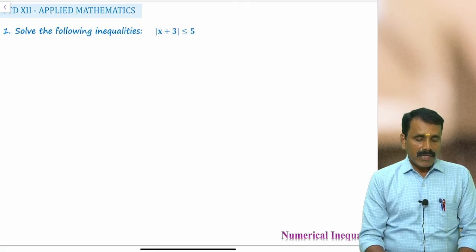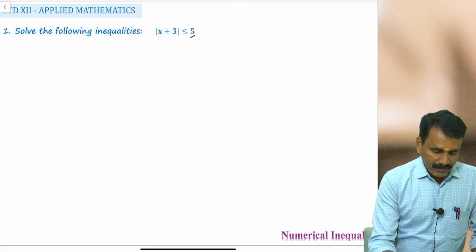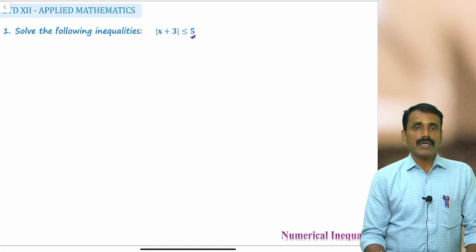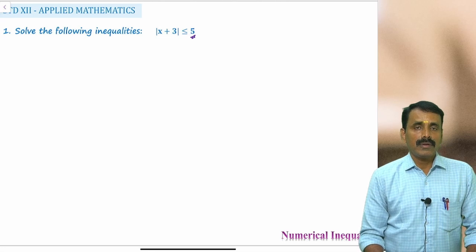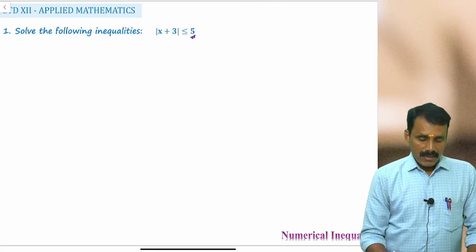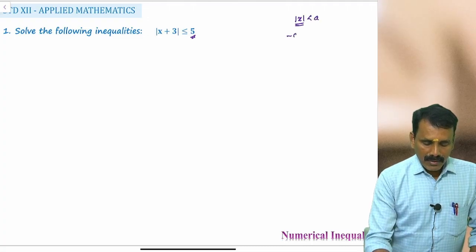Modulus of x plus 3 less than or equal to 5. Now we are having 5. 5 is a positive number. So we can find the solution for this expression. Okay. Now how to solve this? Whenever we are having mod x is less than a, your x value will be lying between minus a and plus a. Whenever mod x is less than or equal to a, your expression x will lie between minus a less than or equal to x less than or equal to a.